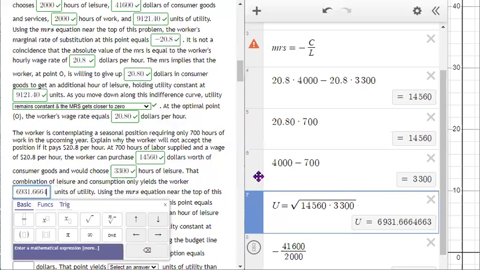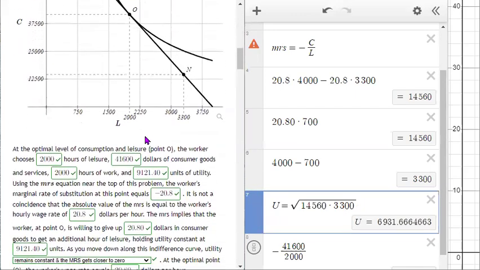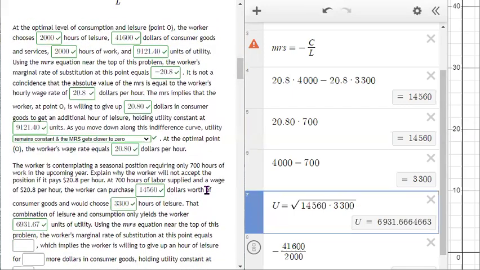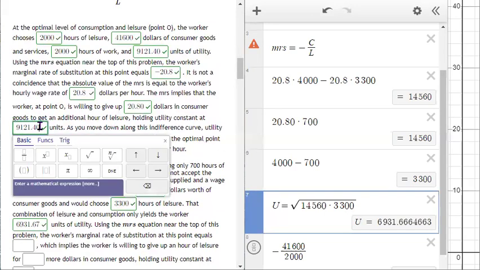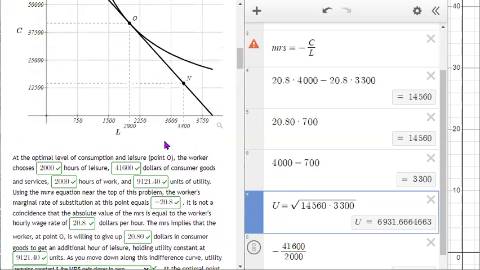Again, I need to round this to 3 decimal places. So this 666 becomes 667. Okay. So my utility has fallen quite a bit. It's fallen about 2,000 units from 9,100 down to 6,900. So about 1,200 units it's fallen. So the person's much worse off here.